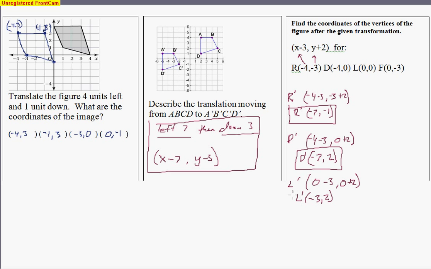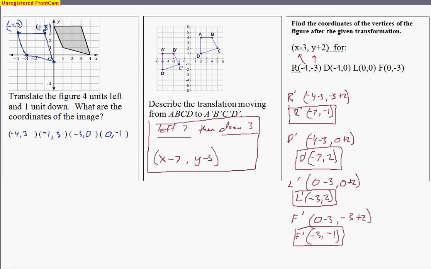And that's L prime. And then the last one is going to be F prime. And that is going to be 0, take away 3, and -3 plus 2. And so that ends up giving me a point at -3, -1. And that would be F prime.